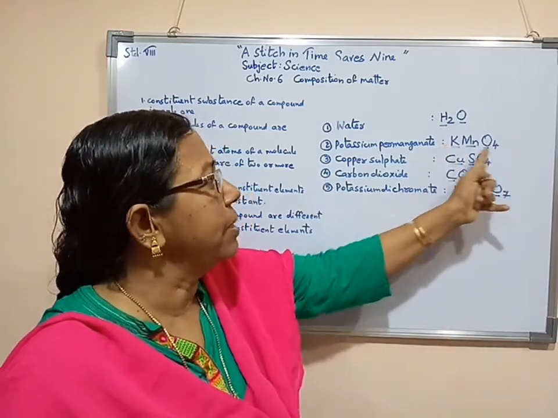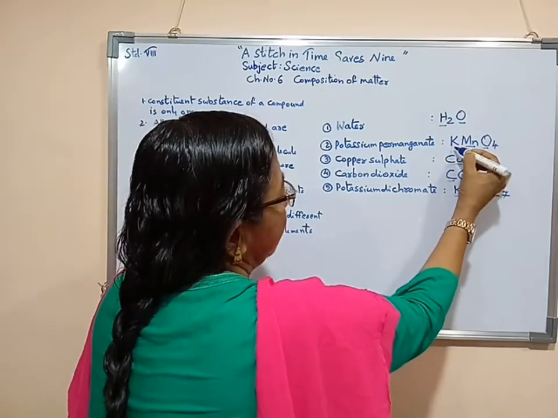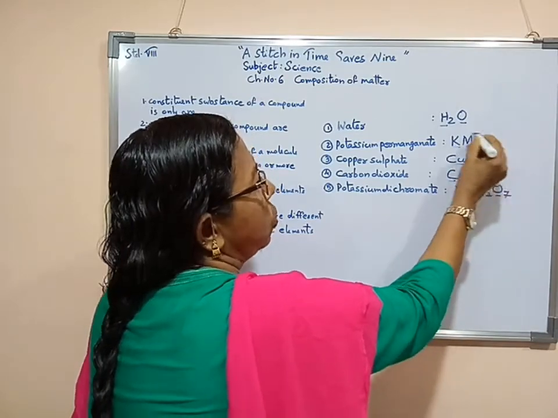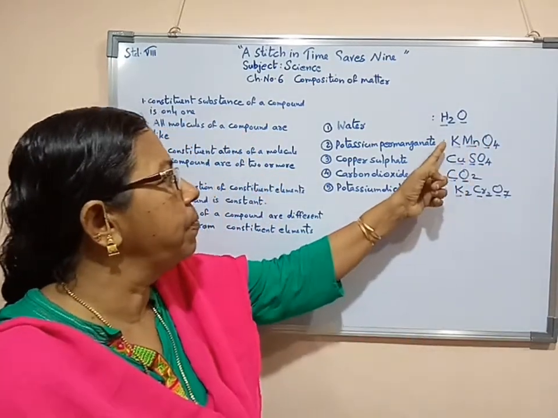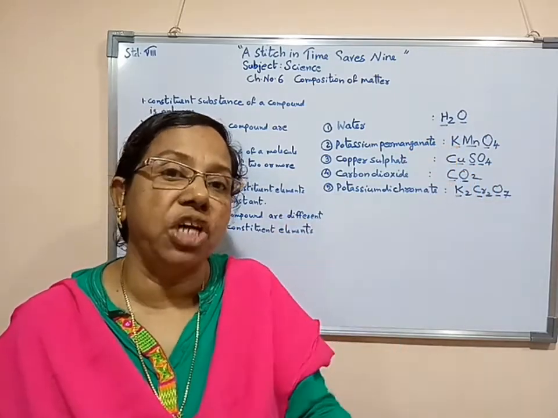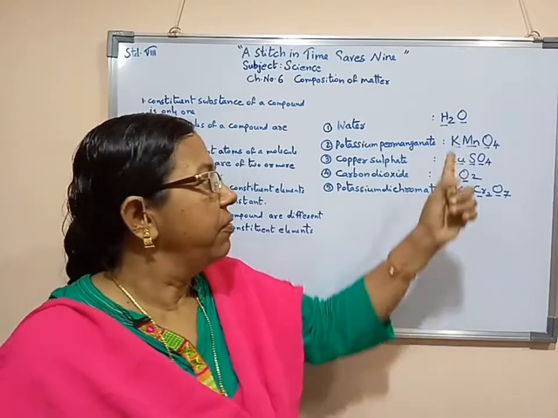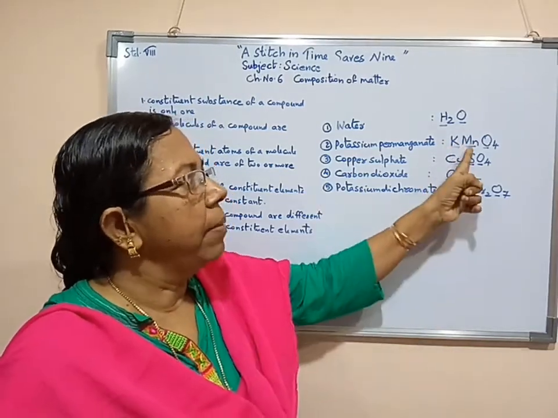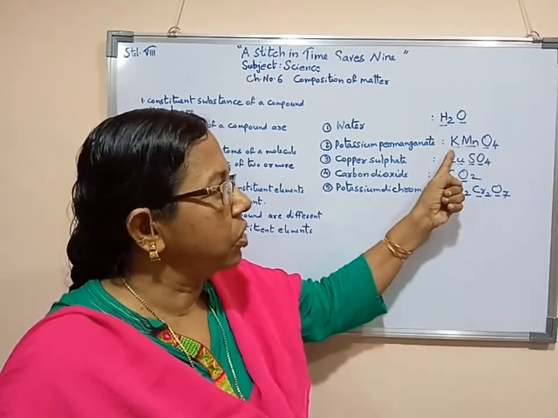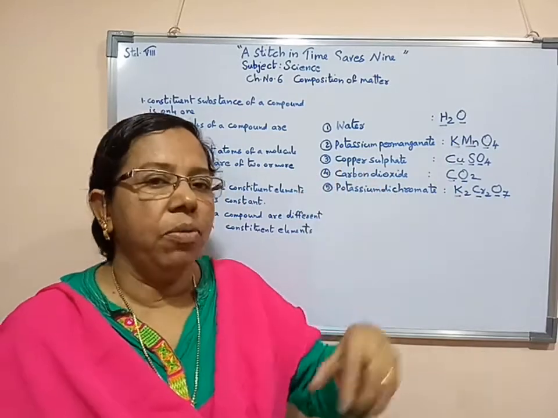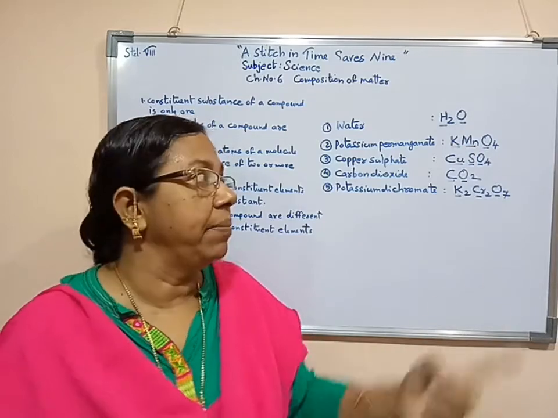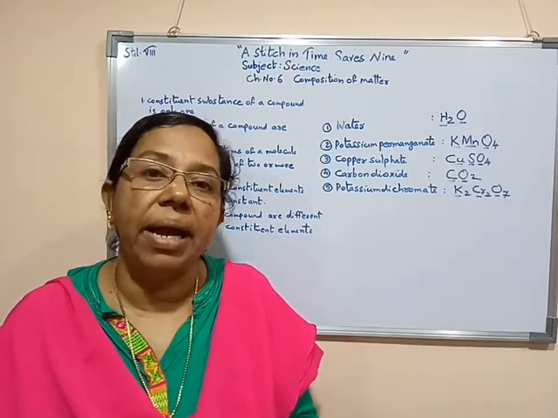Potassium permanganate is made with the help of a potassium atom, a manganese atom as well as an oxygen atom. We can say that more than two atoms joined together to become potassium permanganate. More than two types of atoms joined together. Potassium is one type of atom, manganese another type of atom, oxygen another type of atom. So potassium is the atom of the potassium element, manganese is the atom of the manganese element, oxygen is the atom of the oxygen element.